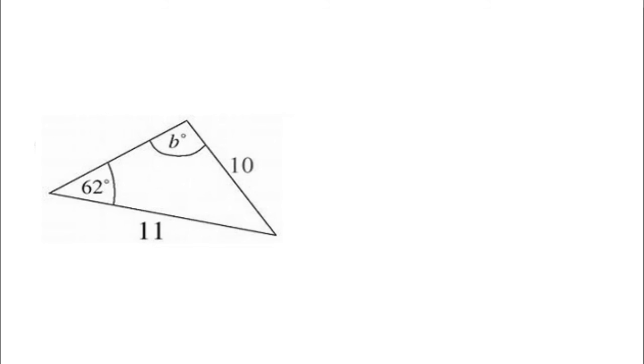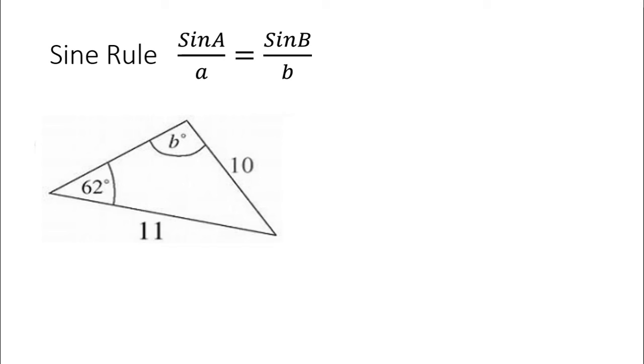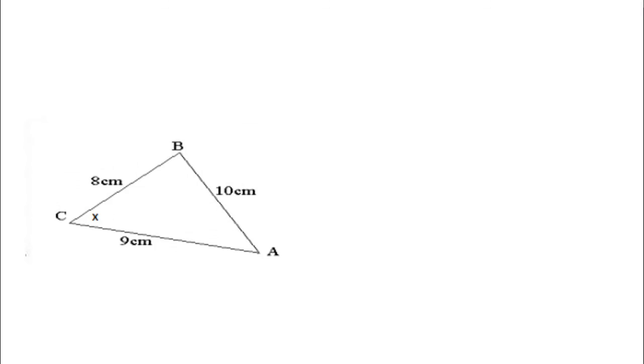Next one, sine rule or cosine rule? We're given an angle which is across from a side. We're given a side which is across from the angle we're looking for. This should be easy by now. It's the sine rule. You should be able to set that up for yourself. Hit pause and try to do that. Here it is. Simplify and find B.